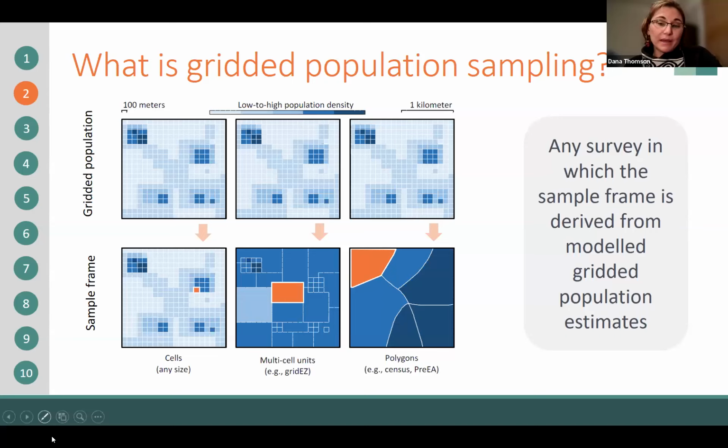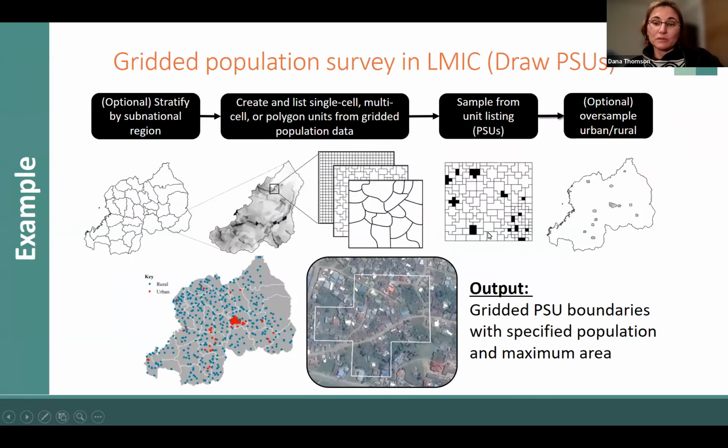But when we have these gridded boundaries, we sometimes use other tools. And so I'll be talking about what some of these tools look like. And so just to go back to an example to demonstrate where gridded population surveys and typical census-based surveys are similar and different, we can still stratify by subnational area. We have to create our sample frame from gridded population estimates. So there's 3 different ways that could look. Here's the example with multi-cell gridded units, where we sample with probability proportionate to size. We can optionally oversample urban areas still if we need.